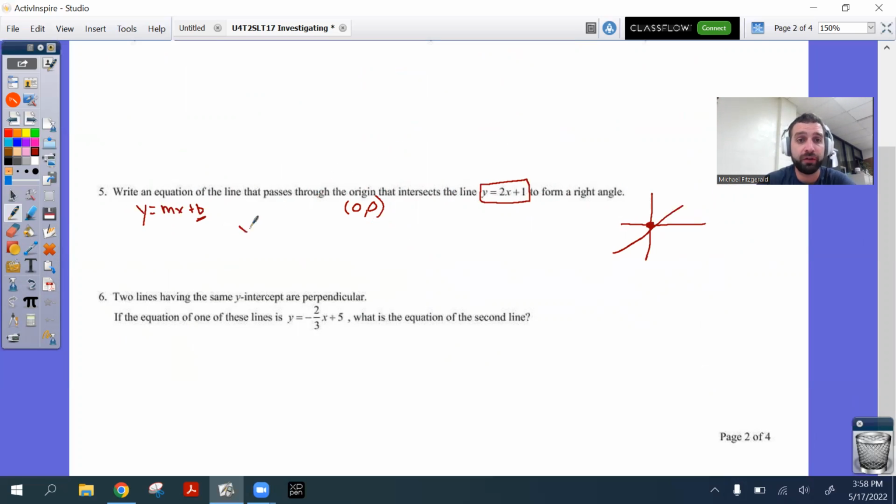So we know we're going to have y = mx + 0, so we can effectively say y = mx. All we need is the slope. Well, what's the slope? The slope is going to form a right angle with this line here, so we just have to look at this slope. We're going to say y is equal to the opposite reciprocal of 2 times x. Well, the opposite makes it negative, reciprocal makes it 1/2, so y = -1/2 x, and that's it.